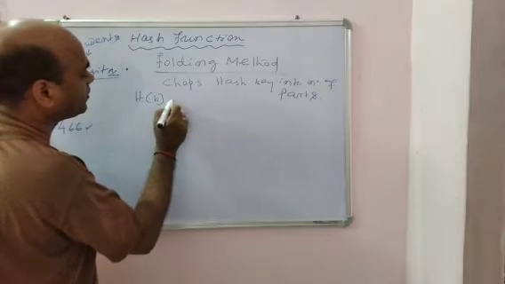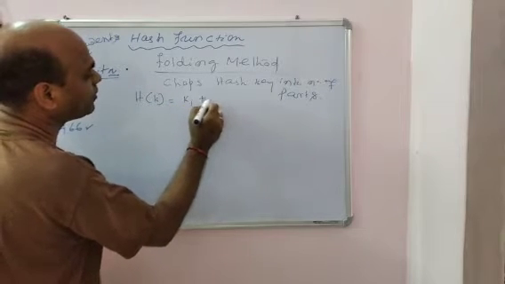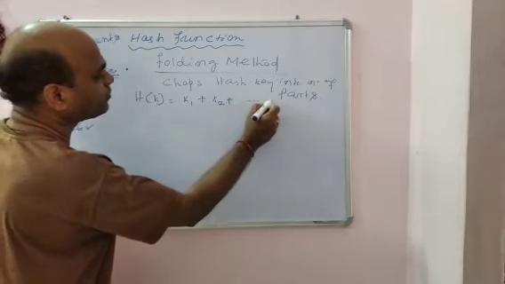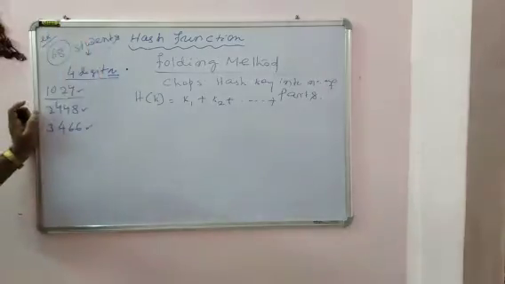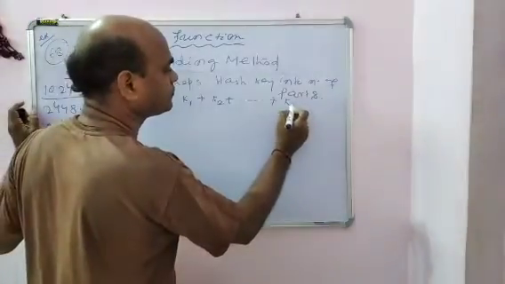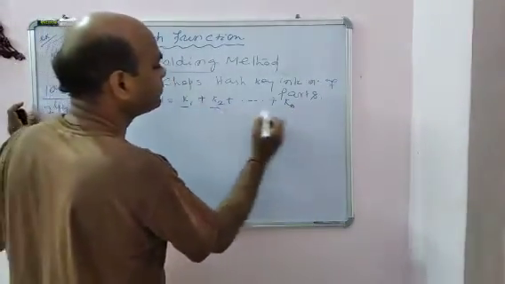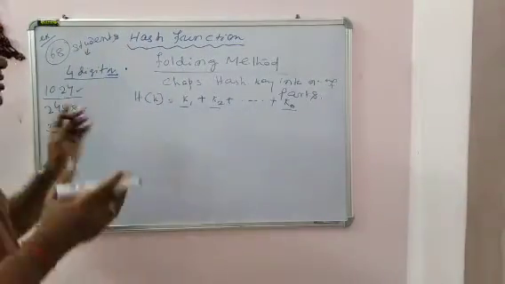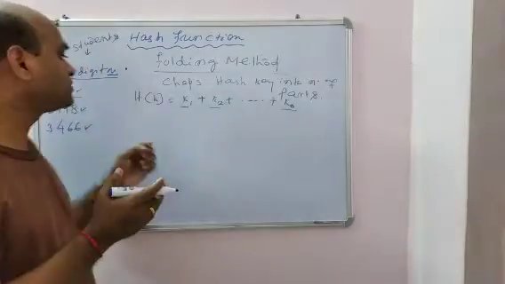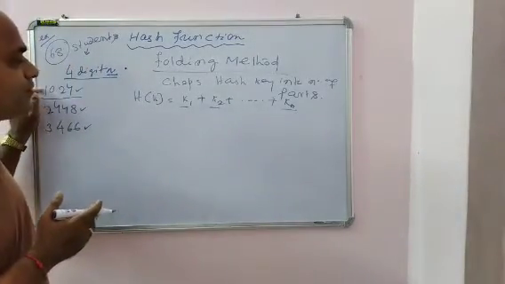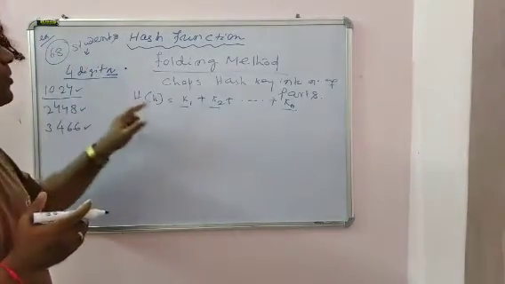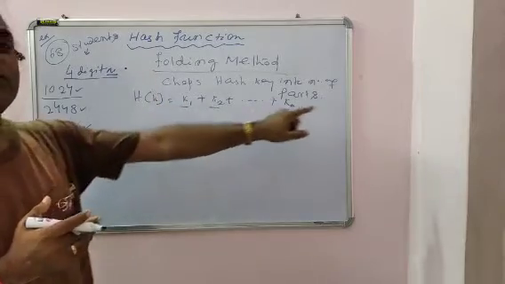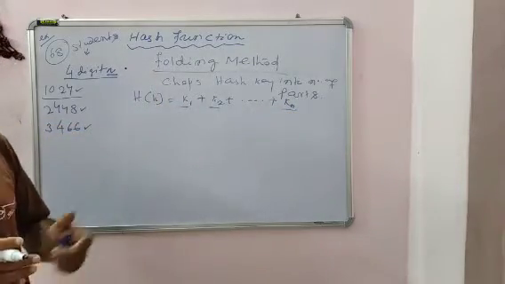H of k will be equal to k1 plus k2 up to kn. So this k1, k2 up to kn are the number of parts, the different division parts of this value of k. So k will be divided into number of parts k1, k2 up to kn. Okay, consider the same example.